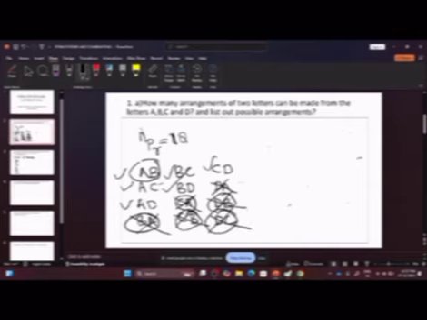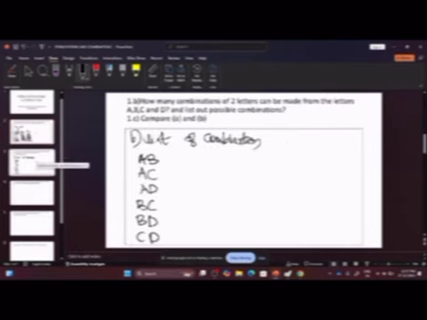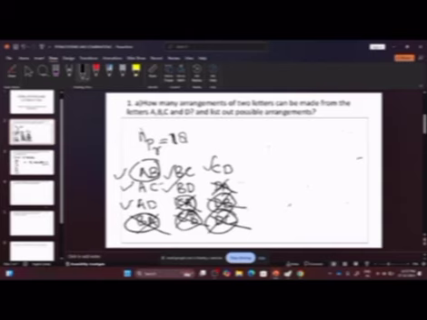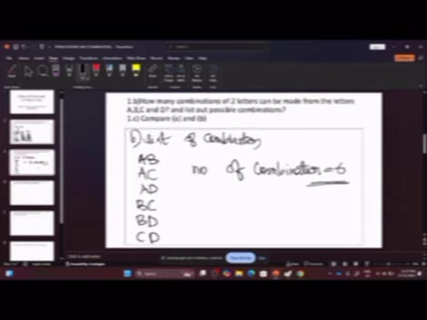So here we can see that we have got a list of how many combinations? 1, 2, 3, 6. Very good. We have got the number of combinations as 6. Now it's clear that the number of permutations is 12 and the number of combinations is 6.